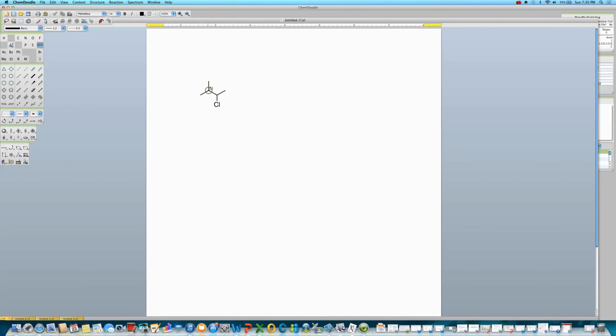I have 1 hydrogen coming off of this carbon. That would be a second environment. I have a hydrogen coming off of this carbon that is also bonded to the chlorine. That would be a third environment. And finally, this methyl group would be a distinct environment from the previous 2 methyl groups because it's closer to chlorine. So I would predict 4 hydrogen environments.